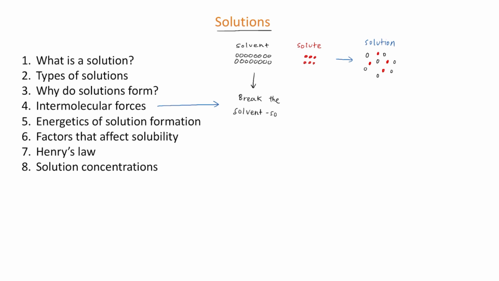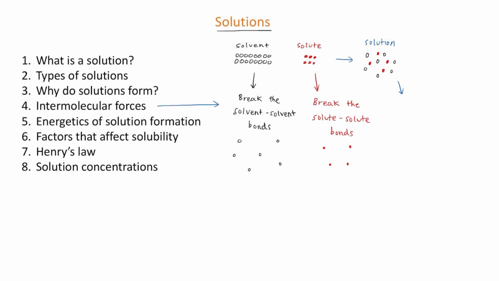The first step is that we want to break the bonds between the solvent particles. This allows us to separate the solvent particles and now they're available to interact with the solute. The next step is we want to break the bonds between the solute particles. So just like with the solvent, we want to break the bonds between the solute particles, so now they're available to interact with the solvent.